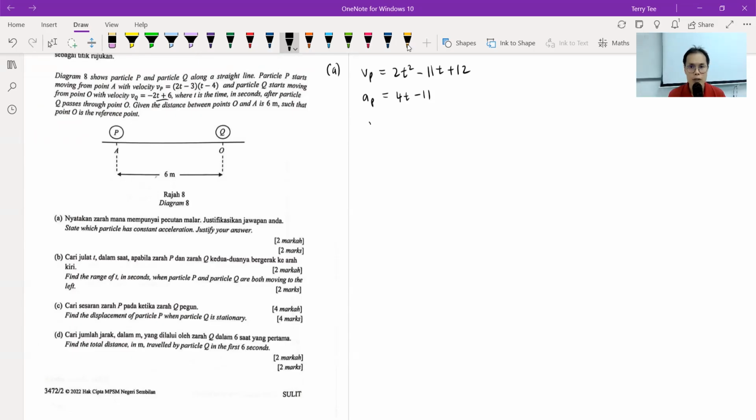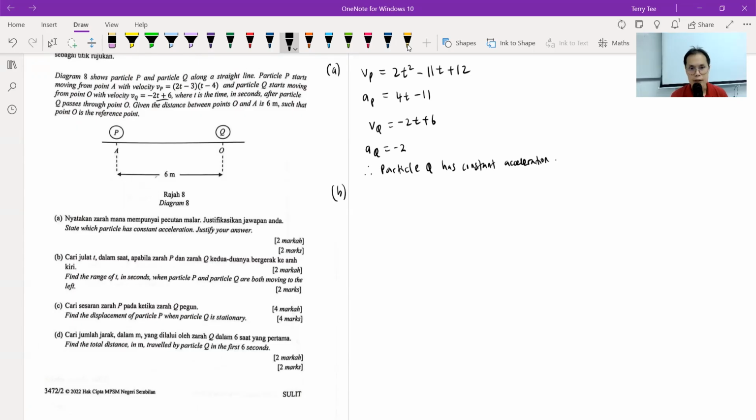Now, whereas for a velocity of Q, you can see is minus 2t plus 6. If you differentiate, you get negative 2, right? So therefore, we can see from here, particle Q has constant acceleration. Yeah. By differentiating both, comparing, then you can actually justify your answer. Okay, next one.